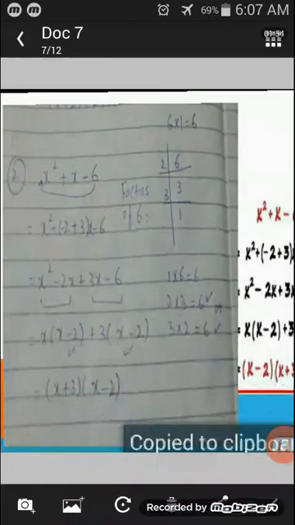The first two terms are collectively termed, and 3x minus 6 are collectively termed, so it is equal to x into x minus 2 plus 3 into x minus 2. x will be common from the first two terms and 3 will be common from the third and fourth terms. So x minus 2 will again be common and it remains x plus 3. So x plus 3 into x minus 2 is the answer.